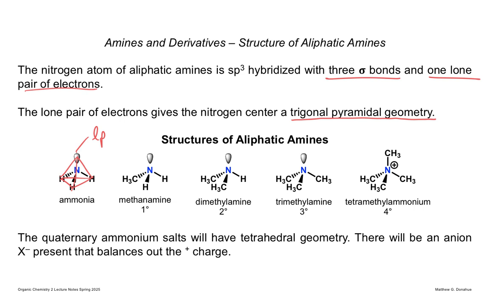So as you see, when you start substituting the H's for methyl groups, then you increase the class, and then you get up to the salt. I'm calling that a salt just because you have a cation and an anion.